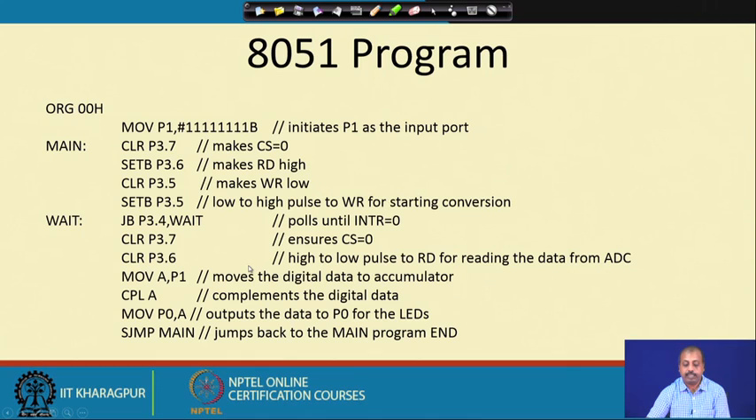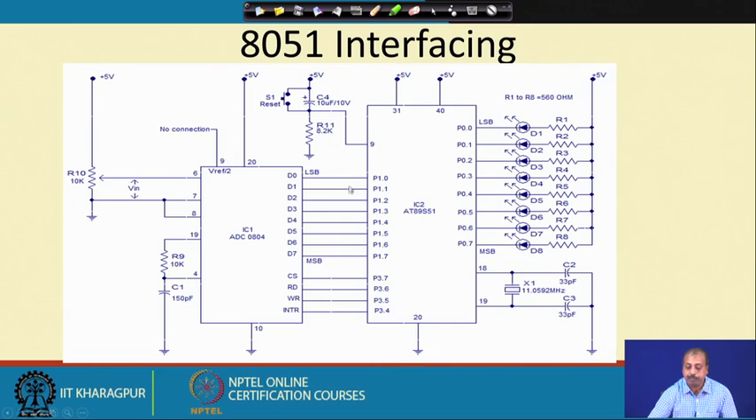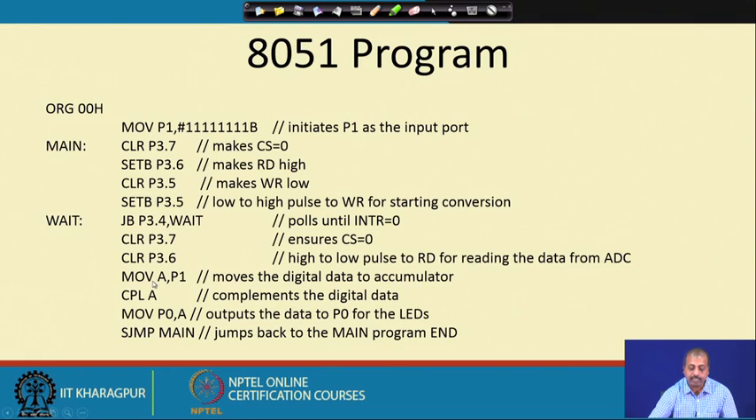After that, the data is available on the data bus. It is the D0 to D7 lines of the ADC, containing the converted value. That I have to read onto the port P1. That is done here, mov A, P1. So the digital data will come to the accumulator.